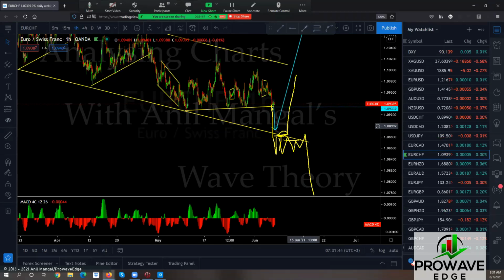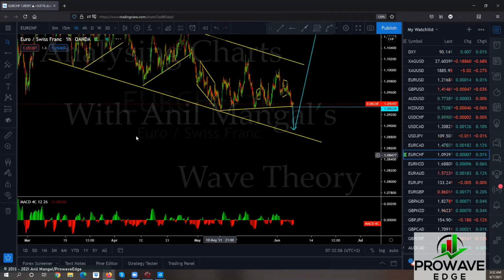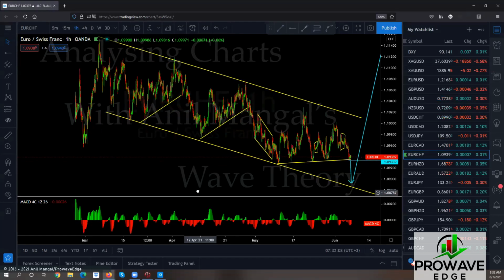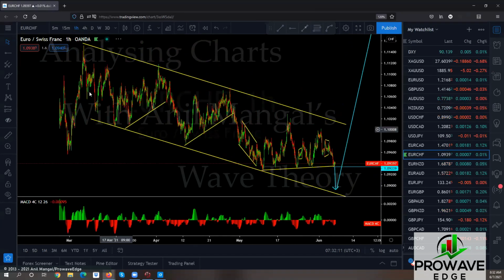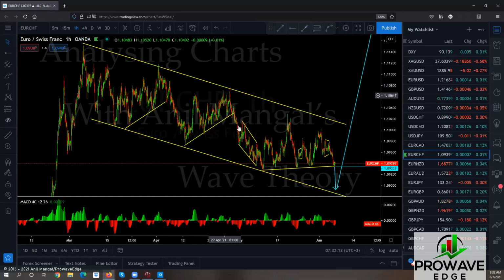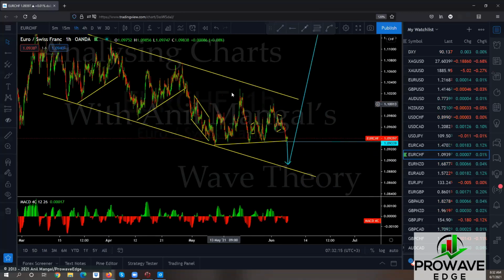So I think we should take this one today, just because these patterns tend to break up, right? WXY, XZ. And if it's going like that, it's going to be W, X, Y, X, Z, or 1, 2, 3, 4, 5, and then you get a flat.